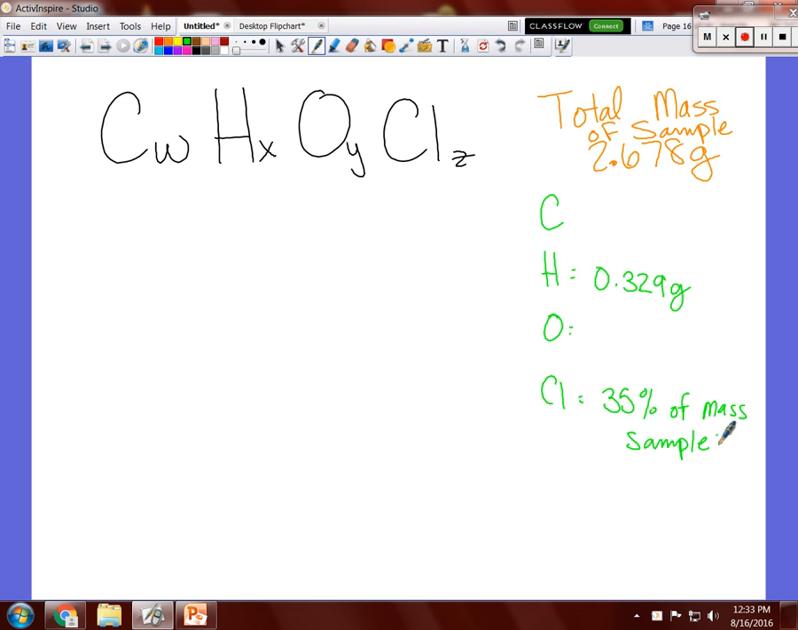What if it tells you something like that? If it tells you that chlorine is 35% of that mass sample, I might would pay attention to that concept. That if it ever gives you a total, would you agree that this is a total? Would you agree that this is a part? Would you agree that this is a percentage? What is a percent?